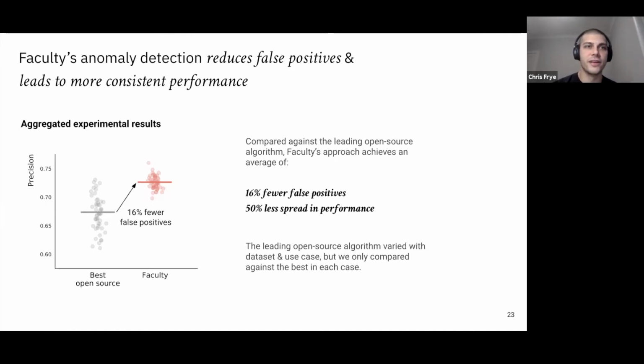A couple slides ago, I said that the precision metric that we're plotting here on the vertical axis is sensitive to false positives. So what the result on this slide means is that faculty's approach to anomaly detection leads on average to a 16% reduction in false positives. And our approach also leads to about a 50% smaller spread in performance than the open source techniques. So just to summarize, faculty's method leads to a significantly reduced false positive rate, as well as substantially more consistent and robust performance.